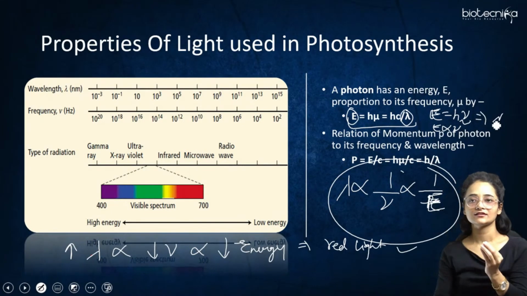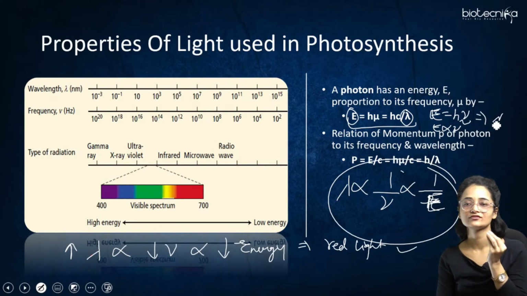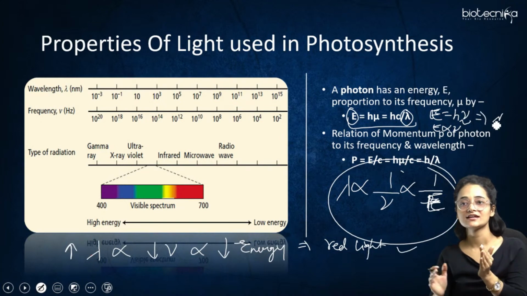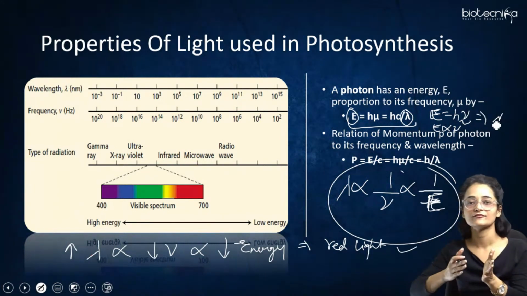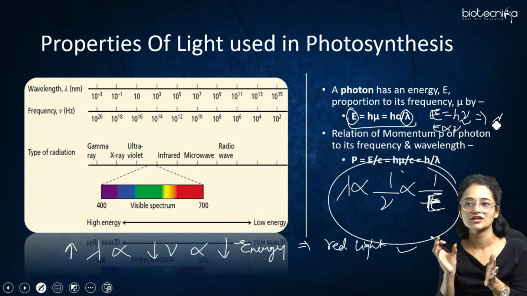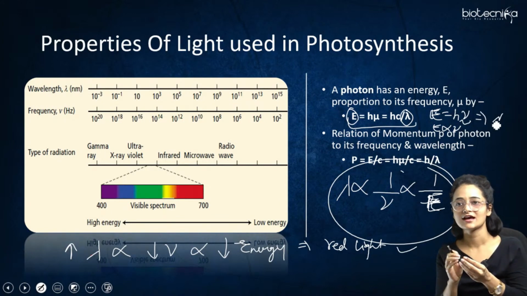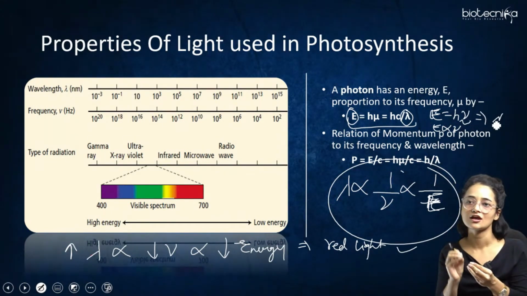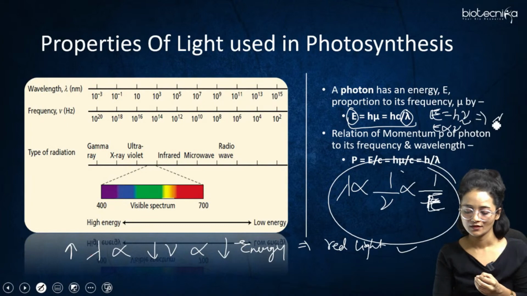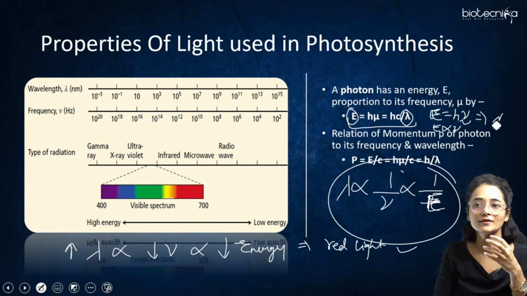So light which has the shorter wavelength will have a high amount of energy, like blue light, which has the shorter wavelength and high energy, right? And red light has the longer wavelength and low energy. So chlorophyll pigments basically absorb blue light.